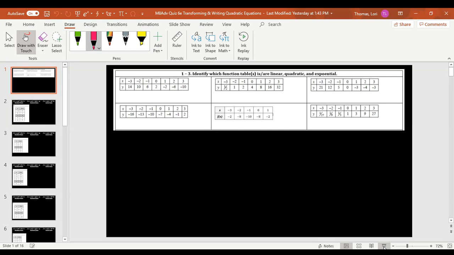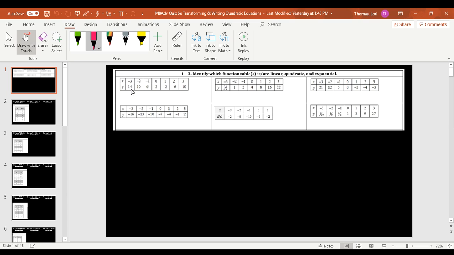Okay, in this part of the video, I'm going to go over how you determine if a function table is linear, exponential, or quadratic. So in all of these, your x values have to be consecutive. That means there's no gaps and they're going from one integer to the next. So here, they're in order of least to greatest. Now I can just focus on the output pattern.